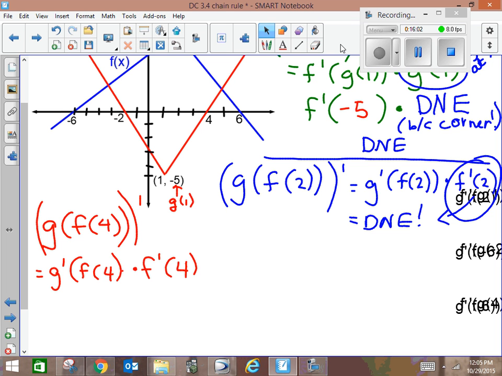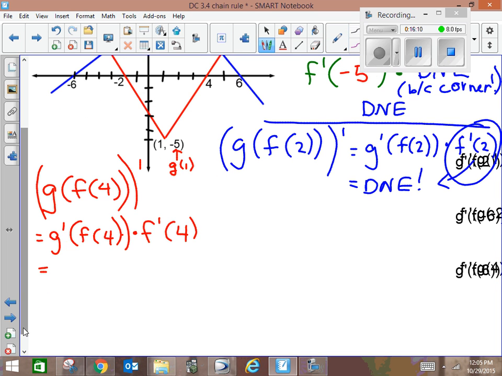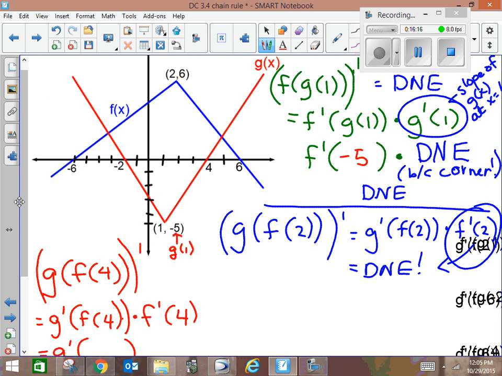All right, very good. So we are going to start with what? Allie, what are you going to start with? F of 4. Good start. F is the blue function. 1, 2, 3, 4. F of 4 is about right here. We know this is 2, 6. This is -6, 0. This is 2, 6.